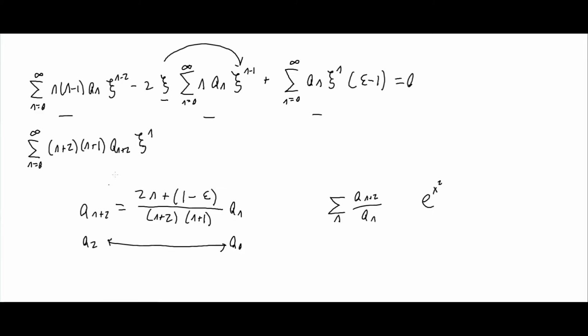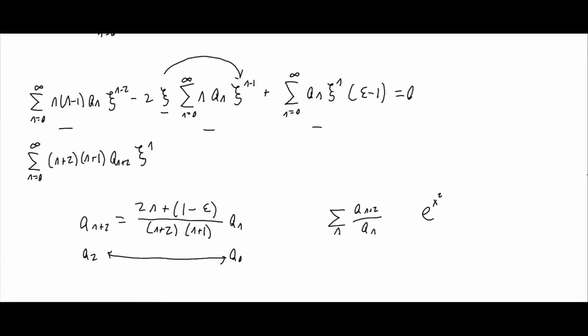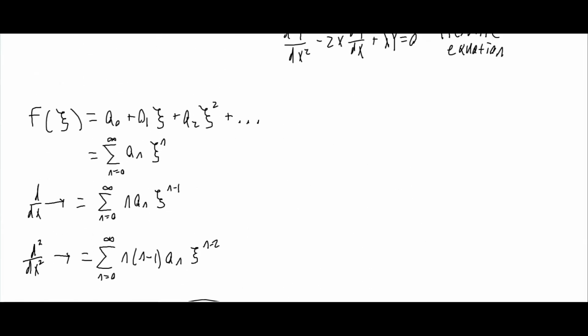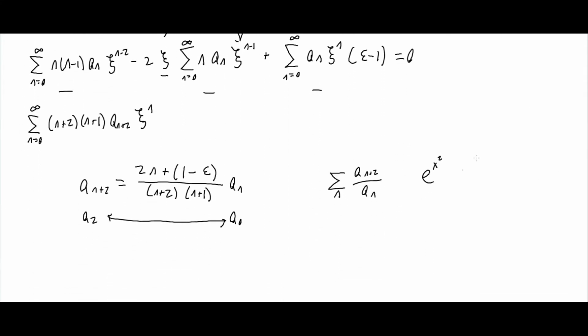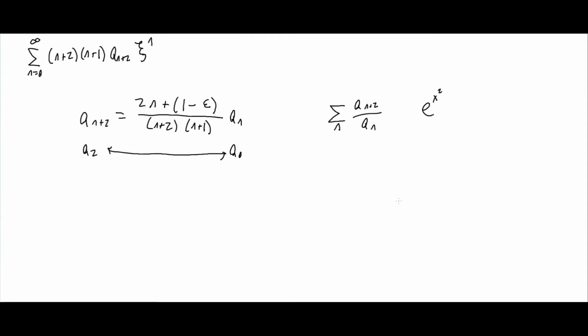Well, if we get to much higher terms in our power series solution here, the power series will start behaving like e to the x squared, which will go to infinity, and we don't like infinities. Essentially what that means is that we must have our power series terminate at some point, and then it will become a polynomial.